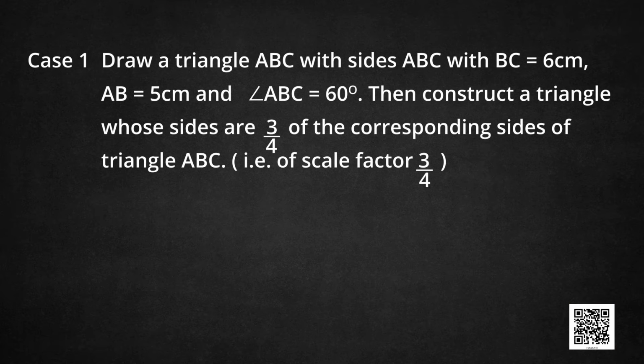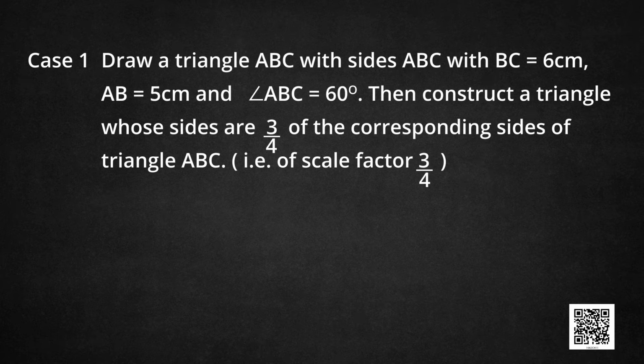Draw a triangle ABC with sides BC is equal to 6 cm, AB is equal to 5 cm and angle ABC is equal to 60 degrees. Then construct a triangle whose sides are 3 upon 4 of the corresponding sides of triangle ABC. That is, of scale factor 3 upon 4.